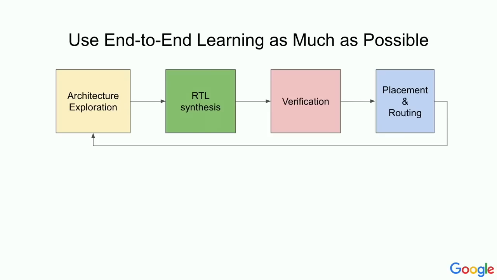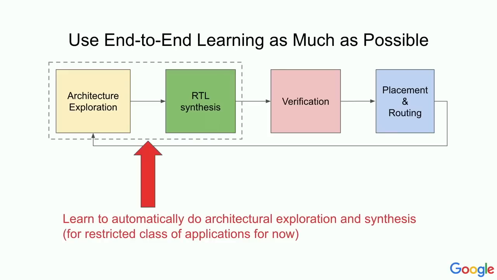Okay, so one is we want to use end-to-end learning as much as possible. Right now, there's almost no learning at all in most of this, and certainly no end-to-end learning across the entire sequence of steps. End-to-end is really important because a lot of choices you make up here have dramatic effects on the placement and routing of the chip, on the size and the area, and you really want to have that taken into account in the way you're exploring the high-level choices.